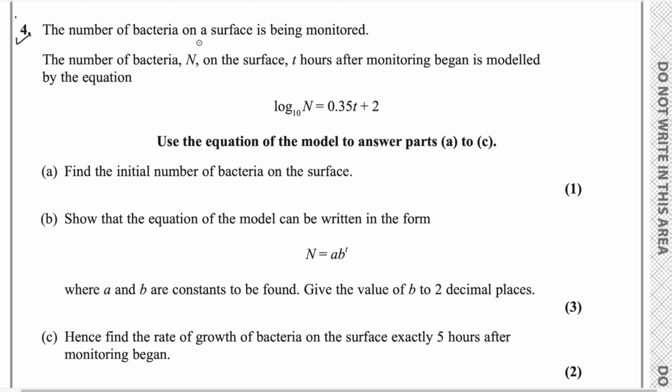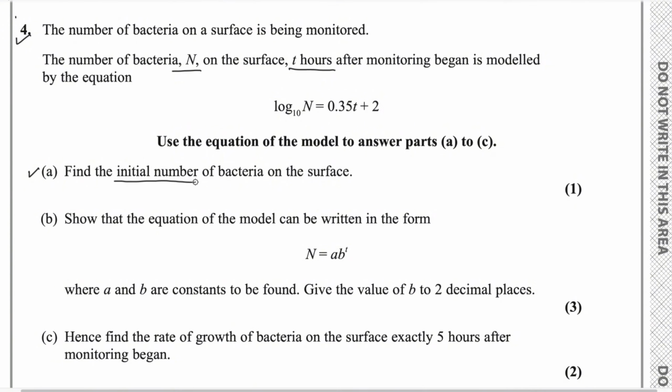The number of bacteria on a surface is being monitored. The number of bacteria N on the surface T hours after monitoring began is modeled by this equation: log N base 10 equals 0.35 T plus 2. First part, find the initial number of bacteria on the surface.